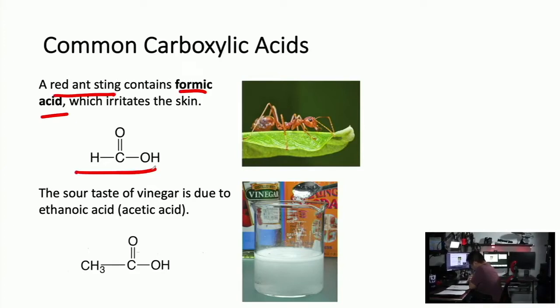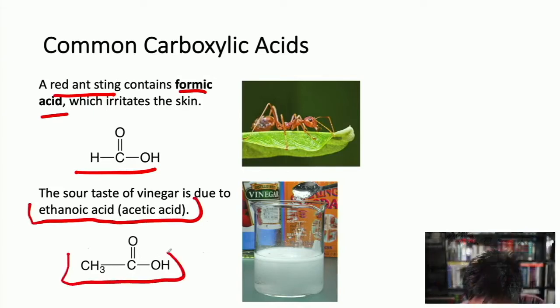And then everybody knows that ethanoic acid or acetic acid is basically vinegar. It's not basically vinegar; it is vinegar. Yep.